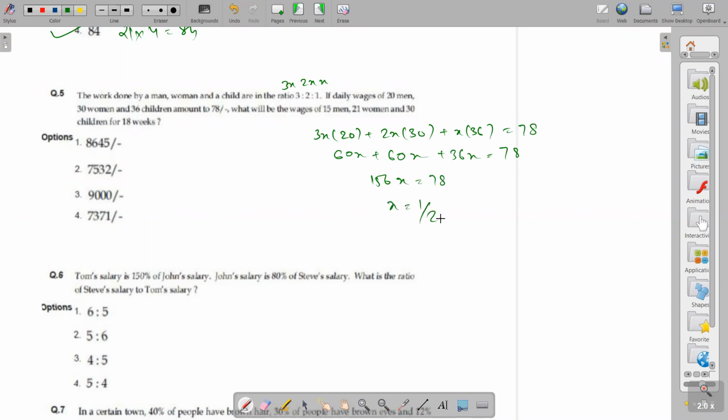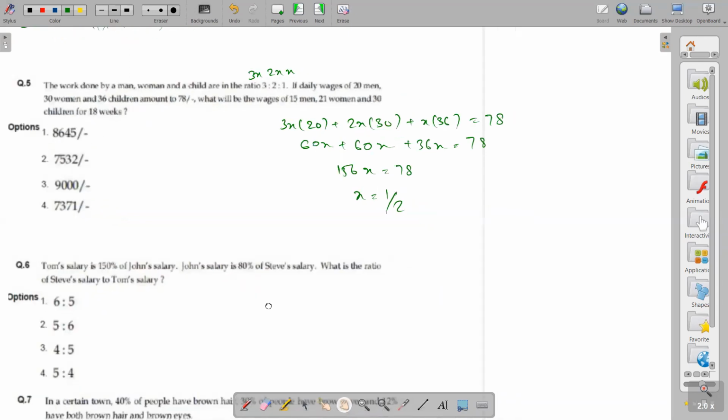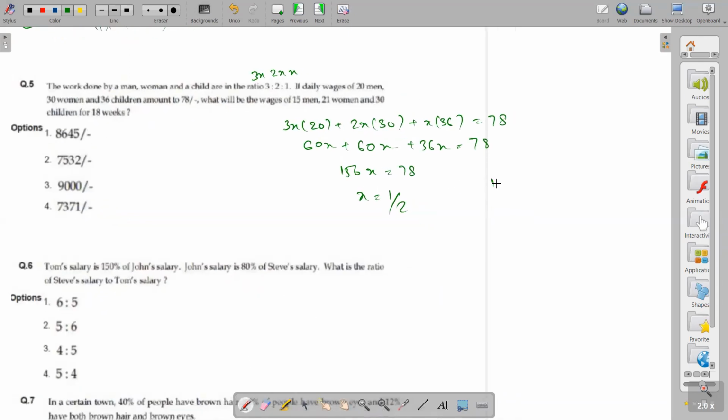Okay, I got this one. Now, what will be the wages of 15 men? 15 into 3x will be 45x, plus 21 into 2x, which is 42x, plus 30x, and they work for 18 weeks, into 7 days. So as you can see, let me just solve this one.